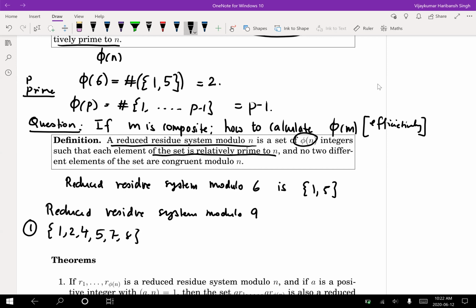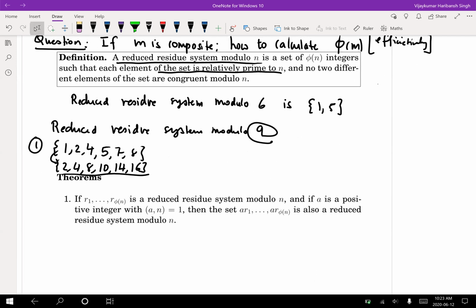Well, another example would be to multiply this by, say, 2. So 2, 8, 10, 14. These are also phi(n) integers, and each element is relatively prime with 6, because none of them has a factor of 3, and none of them are congruent modulo n. For that, remember you had a theorem which said that any affine transformation, as long as A and n are coprime, gives you a residue system as well.